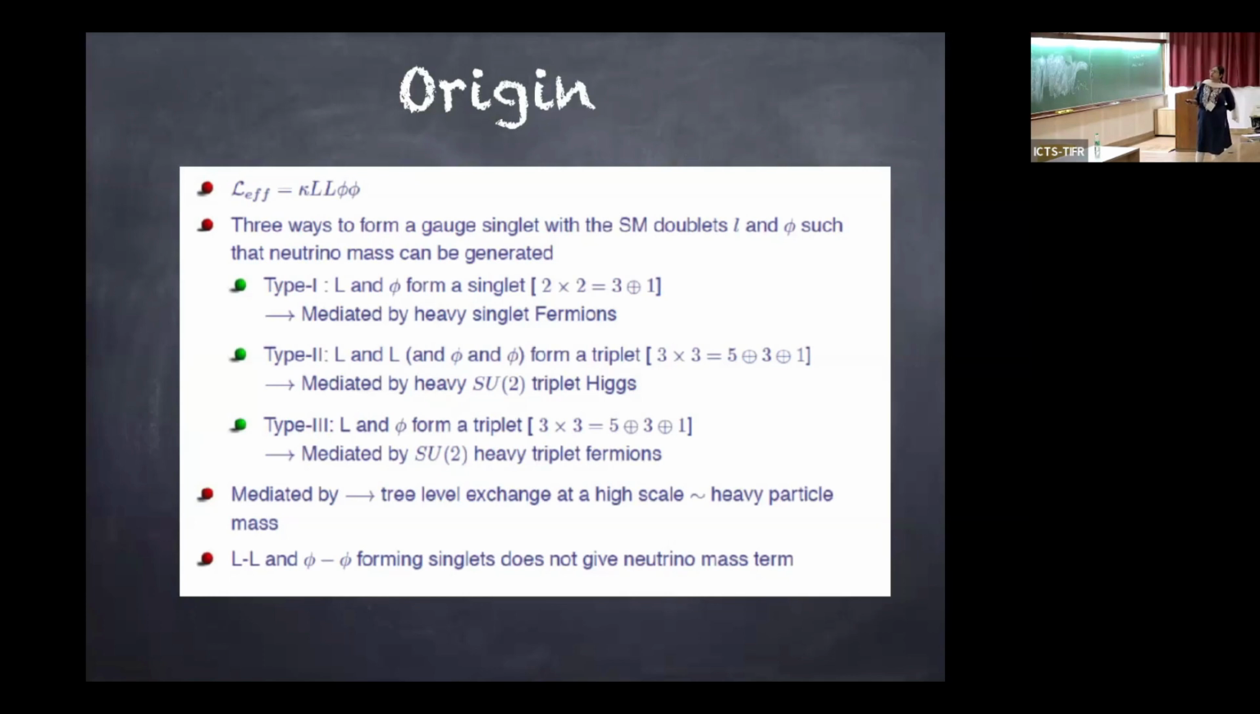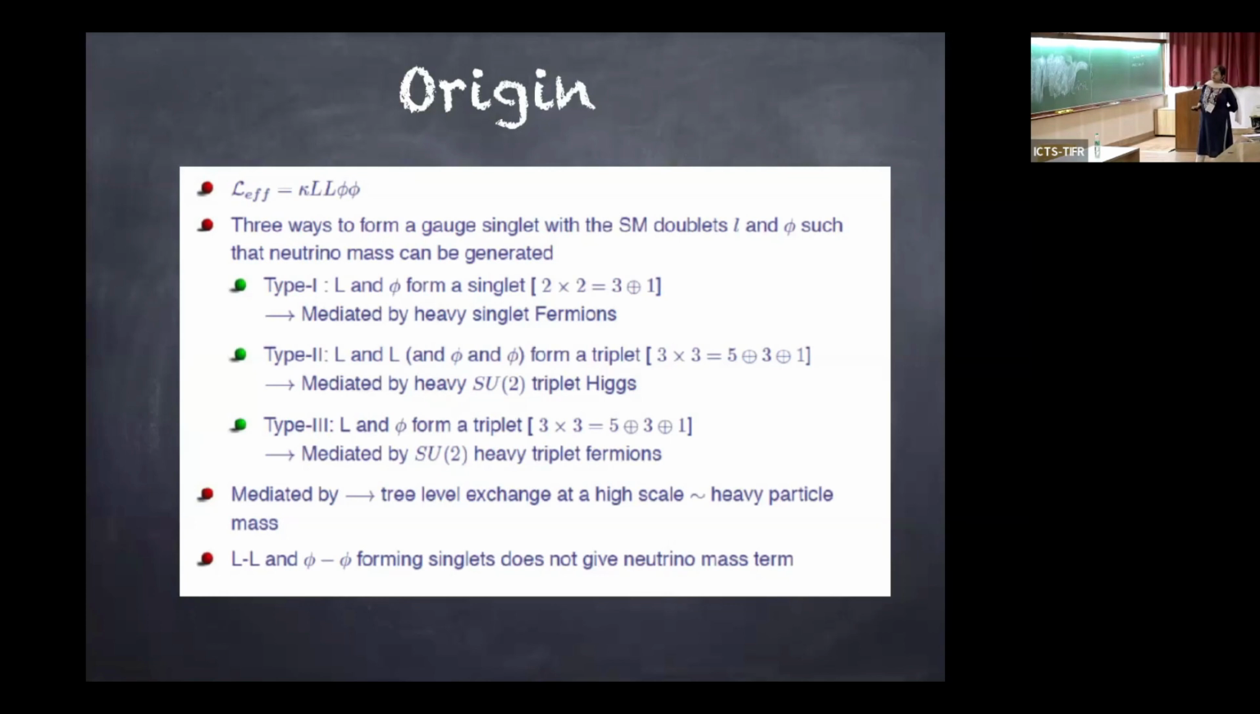Another type is where the L and L form a triplet and phi forms a triplet. So then I have a 3 cross 3 of SU2, which also gives me a 1. This is mediated by a heavy SU2 triplet Higgs. And another is type 3, where my L and phi form a triplet. This is mediated by heavy SU2 triplet fermions. What do I mean by mediated? It arises because of a tree-level exchange at a high scale. That high scale is similar to the heavy particle mass.